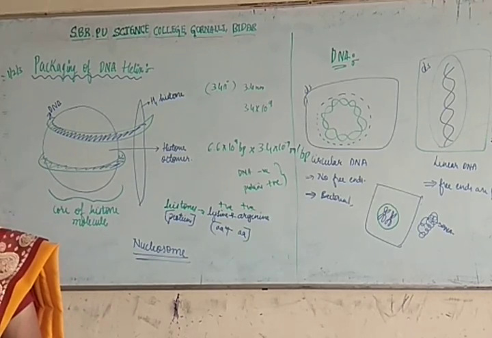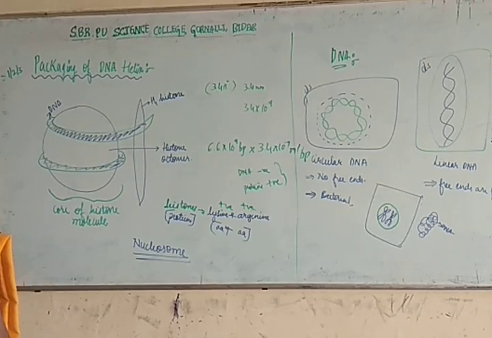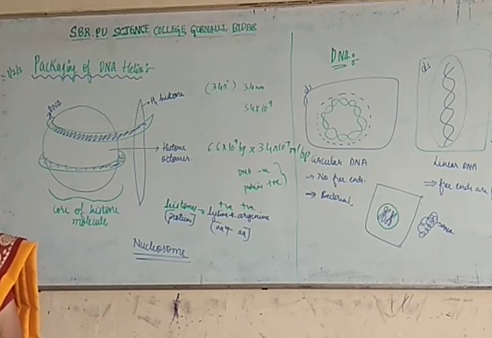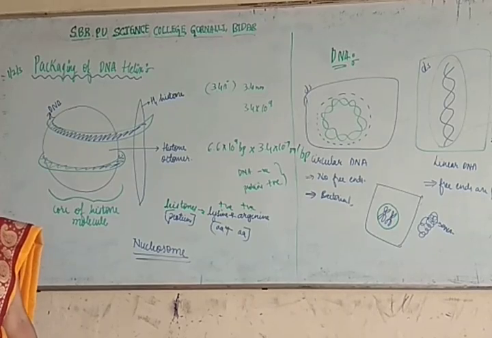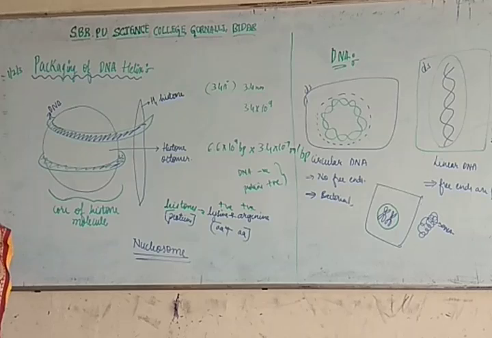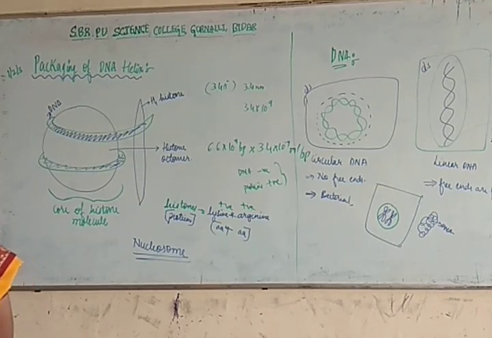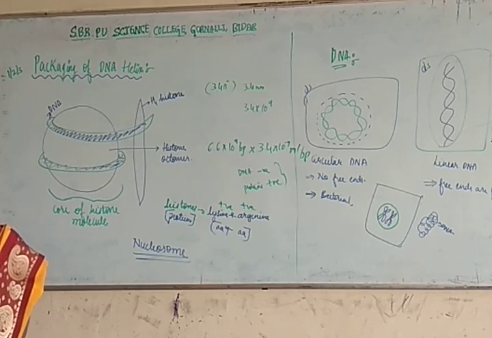Once again, the DNA helix wraps around the positively charged proteins called histones to form a structural unit called a nucleosome. What is a nucleosome? The double helical, negatively charged DNA is wrapped around the positively charged proteins called histones to form many structural units called nucleosomes.